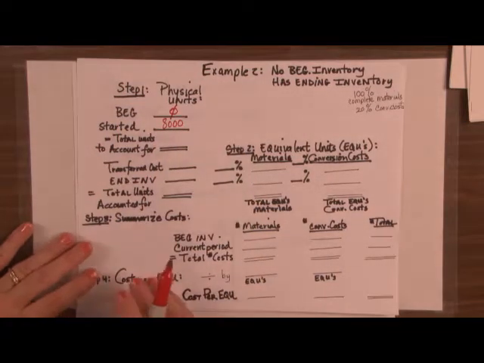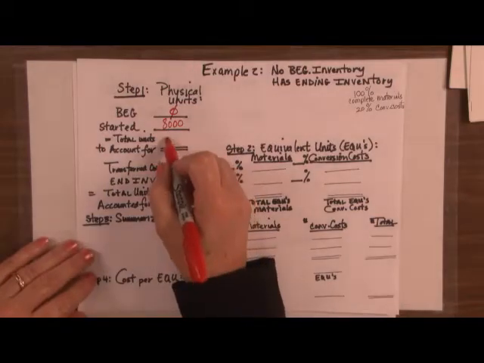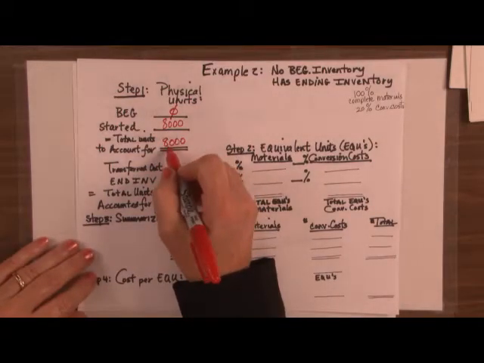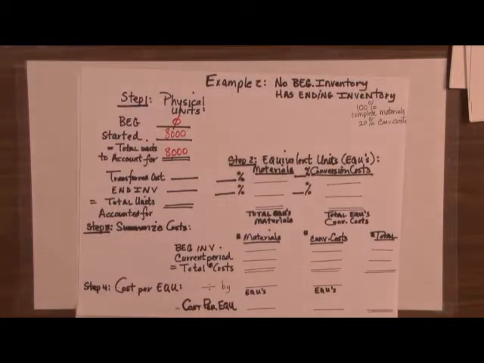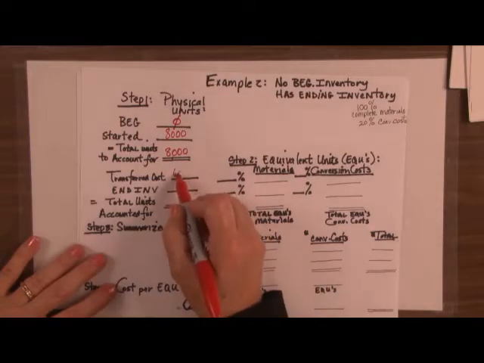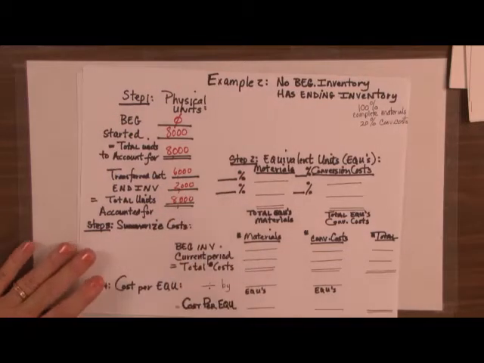And this is going to give us a total of 8,000 units to account for. Transferred out, we are going to be transferring out 6,000 units. There are 2,000 in ending inventory. Again, 8,000 units have been accounted for.